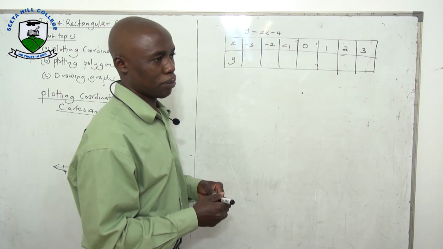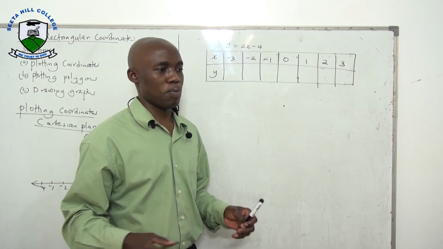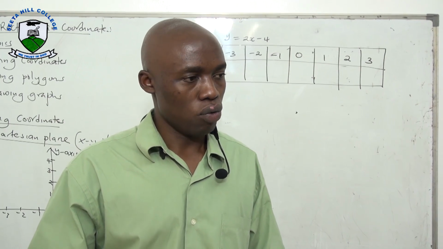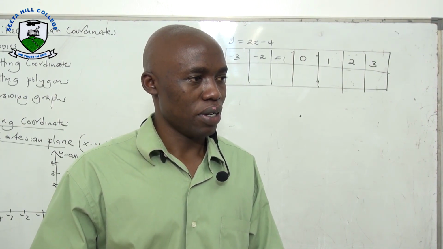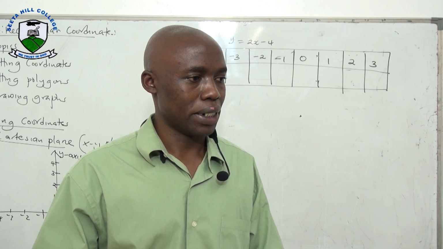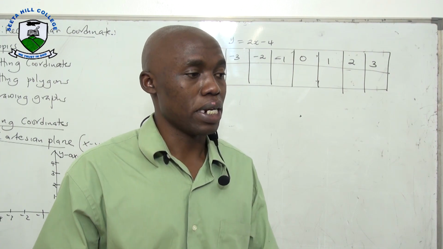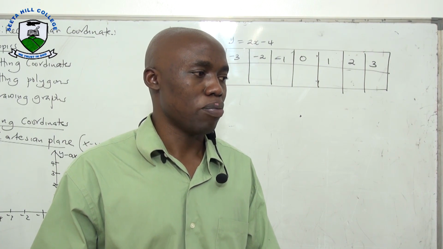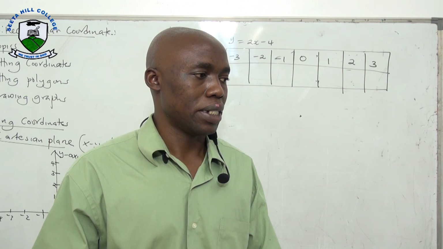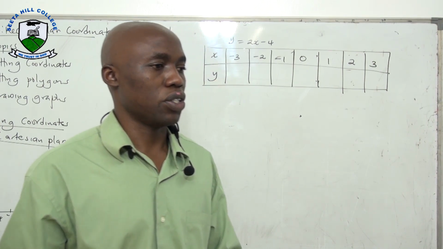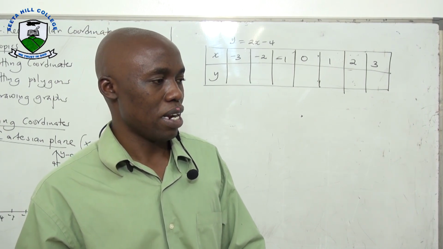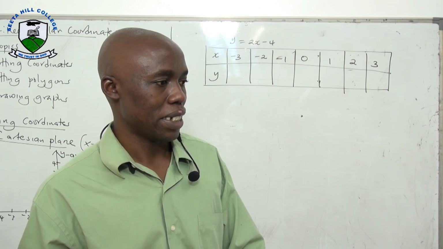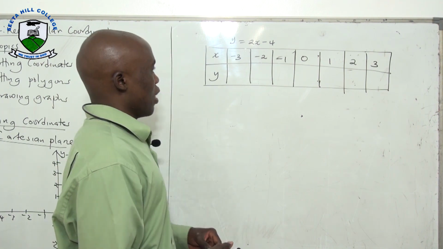How are we going to work out that? First have part B there. Draw the graph. Part B, draw the graph of y is equal to 2x minus 4. Part C, show that point (3, 2) lies on the line, and point (3, 1) does not lie on the line. How are we working out that?